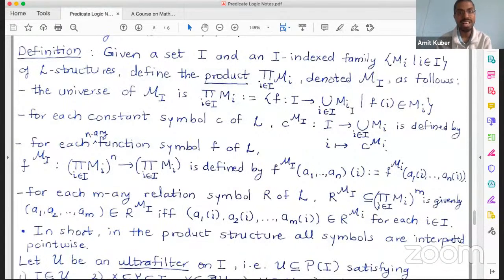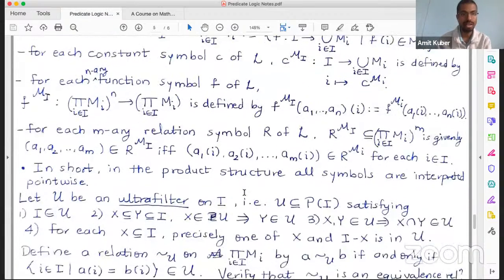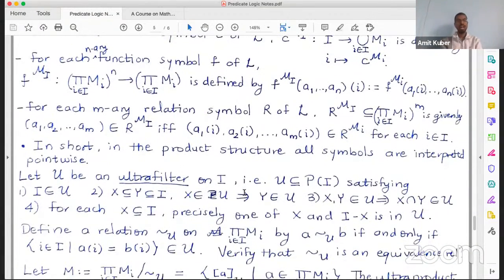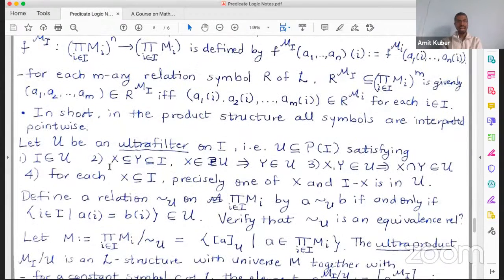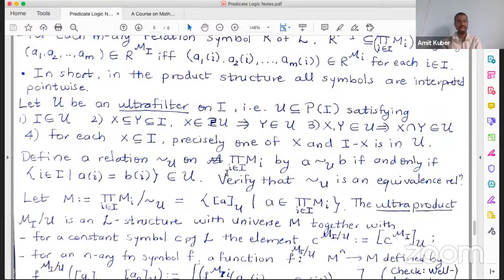So the choice functions are the elements of your universe of the product. Okay, so the rest of the things, although tedious to write down, are quite standard. Everything just happens pointwise. So I don't want to go there. And you have already studied ultrafilters, so I won't say anything about that either.